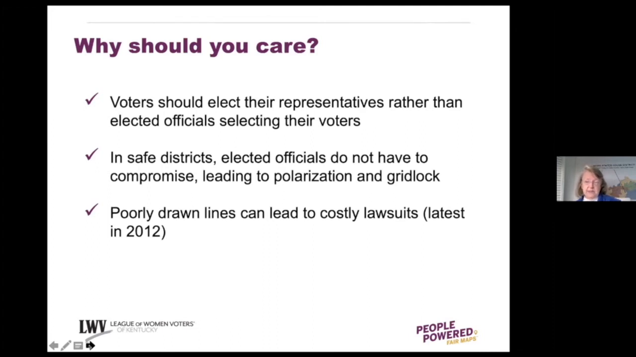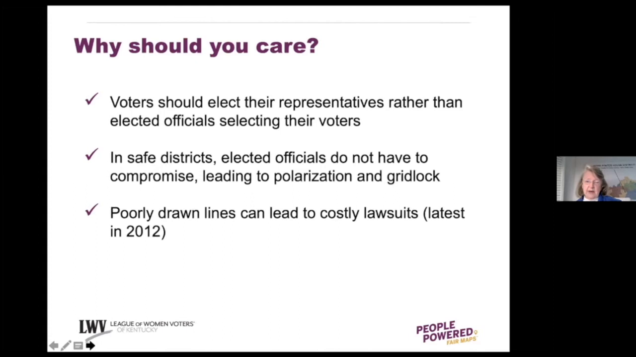Another reason that this is an important issue is that in safe districts, elected officials don't have to compromise. Officials are elected, they feel like it's safe, they don't have to worry about competing because they've got a good solid set of voters who they're pretty sure will vote for them.